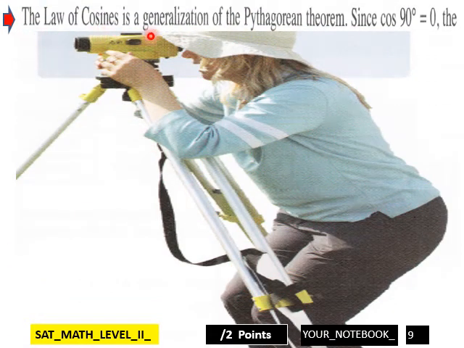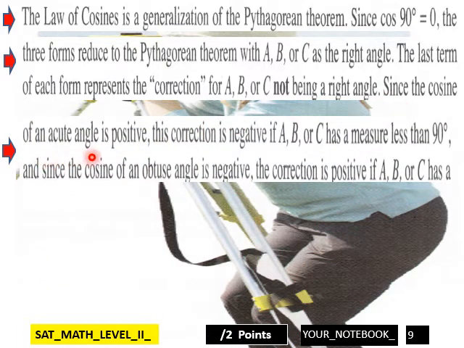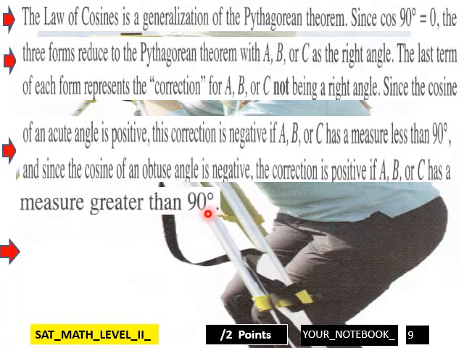The law of cosines is a generalization of the Pythagorean theorem. Since cosine 90 degrees equals 0, the three forms reduce to the Pythagorean theorem if A, B, or C is a right angle. The last term of each form represents the correction for A, B, or C not being a right angle. Since the cosine of an acute angle is positive, this correction is negative if A, B, or C has a measure less than 90 degrees. And since the cosine of an obtuse angle is negative, the correction is positive if A, B, or C has a measure greater than 90 degrees.